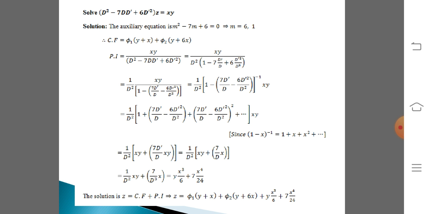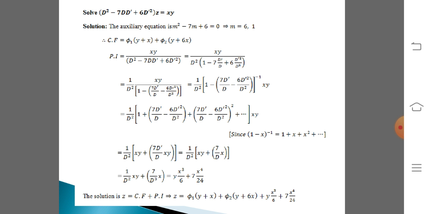Okay. So in this, what is the value of 7 D dash by D xy? How do you find this? So look at the numerator. Just take the numerator first. 7 D dash xy. D dash of xy means you have to differentiate xy partially with respect to y. So if you differentiate xy partially with respect to y, you get x. So we have PI equal to 1 by D square into xy plus 7 by D into x.